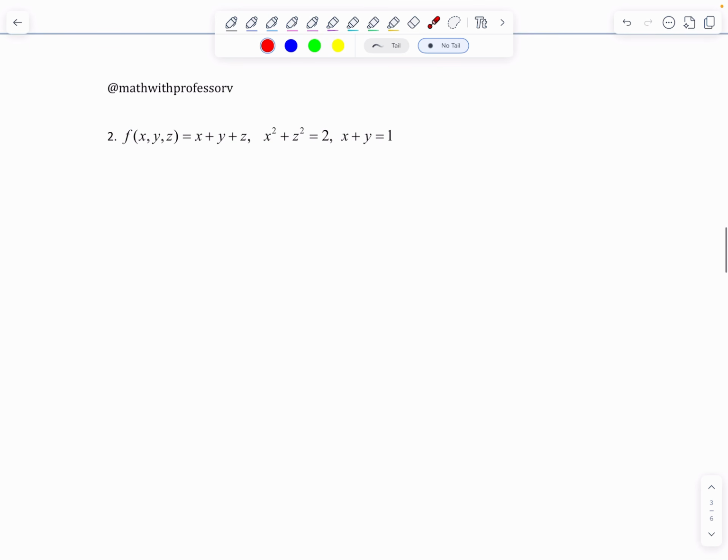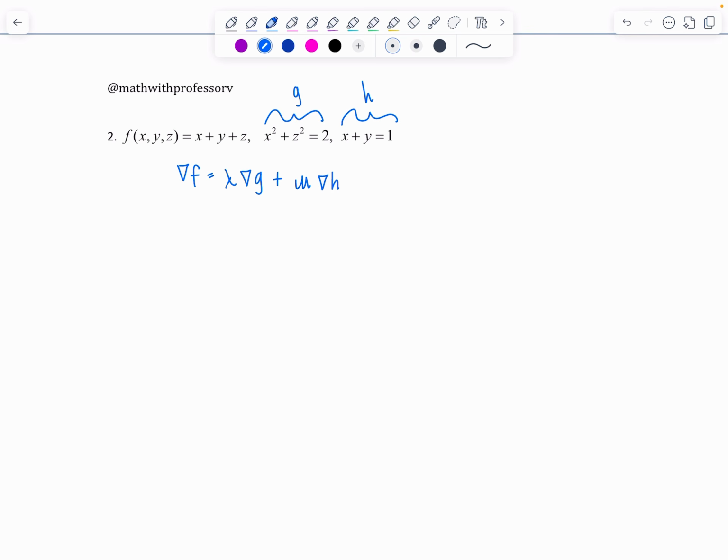Okay, let's look at another example. Here's our function, and then we have 2 constraint equations. Oh me, oh my. So what do we do? It's not a big deal. We're just going to have to add in another constant for this second constraint. So after lambda, we usually use mu. That's just the way we typically set it up. So we'll set this one up as the gradient of f equals lambda times the gradient of g plus mu times the gradient of h. So this is g of x, y, z, and this is h of x, y, z.